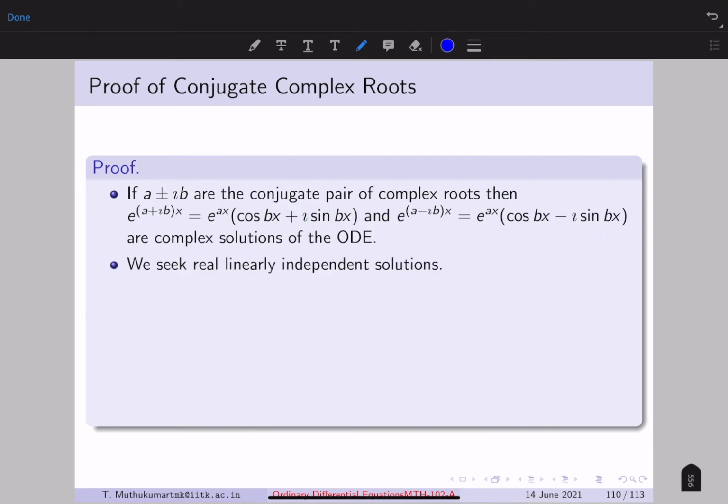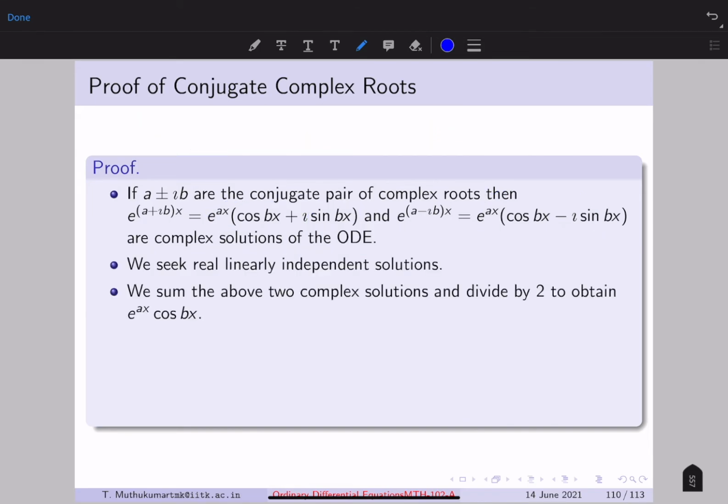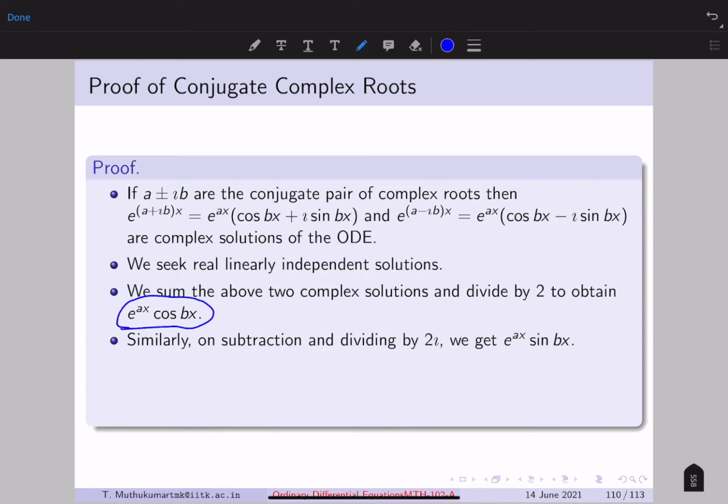So since we are looking for linearly independent solutions, we can think of these complex solutions as linear combinations of e^(ax) sin bx and e^(ax) cos bx. So these are real functions, and these complex solutions are obtained as linear combinations of these real solutions. Okay, so that is how we get this. Which means for the complex conjugate pair, it should be linear combinations of these functions.